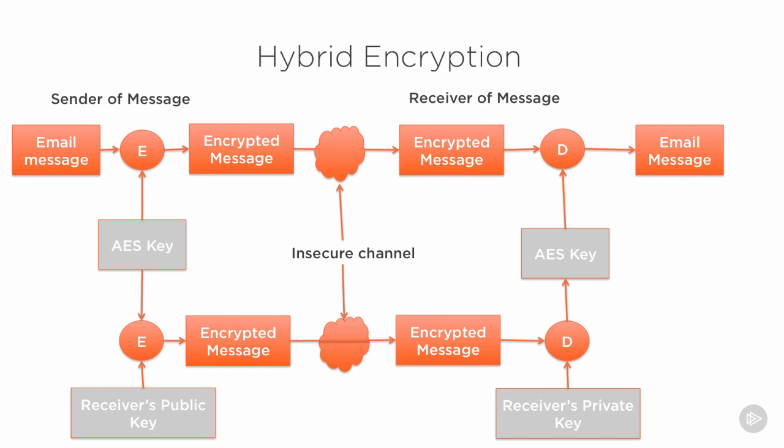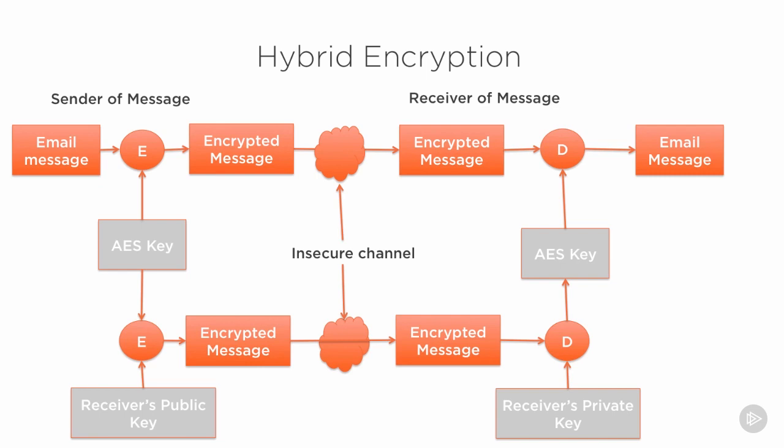But in order for the receiver to be able to read that message, they need that AES key. As we looked at before, we cannot send the AES key through the same channel as the actual encrypted email message. So what do we do? Instead, we take the AES key, the symmetric key, and we encrypt that using asymmetric key cryptography. So we take the AES key and encrypt it, say for example with RSA or elliptic curve cryptography, and we use the receiver's public key. That will give us an encrypted message, and in this case, that message is the encrypted AES key.